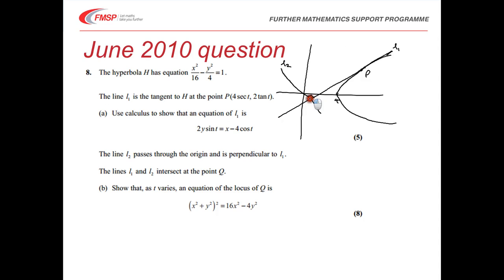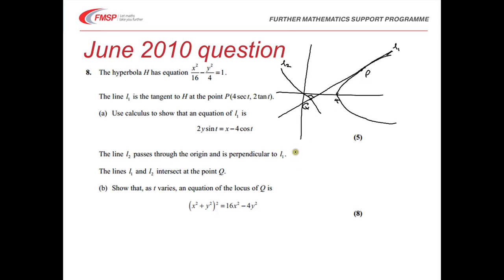We're told they intersect at Q, and it says show that as t varies, the equation of the locus of Q is this thing here. So as t varies, P will move around, L1 will change, and therefore L2 will change, and Q will change as a result of that. So how are we going to attempt to show that this is the locus of Q? First of all, I think we need to work out Q in terms of t, get an x and a y coordinate for it in terms of t. So what do we know about Q?